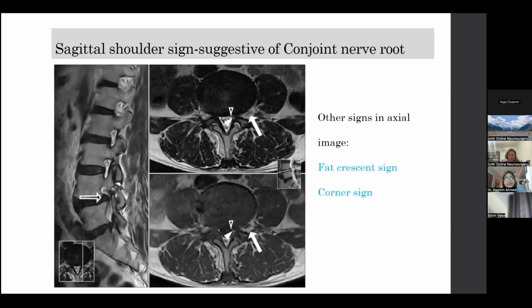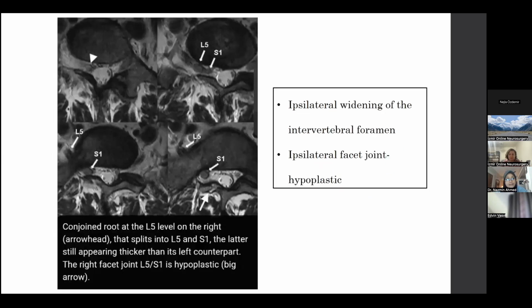rim enhancement. After that, for conjoint nerve root diagnosis, there are some classical MRI signs, among which the sagittal shoulder sign, fat crescent sign, and corner sign are classically suggestive. Sometimes for conjoint nerve root, there can be some other features, like widening of the ipsilateral intervertebral foramina, as well as hypoplasia of the facet joint. That is also suggestive.